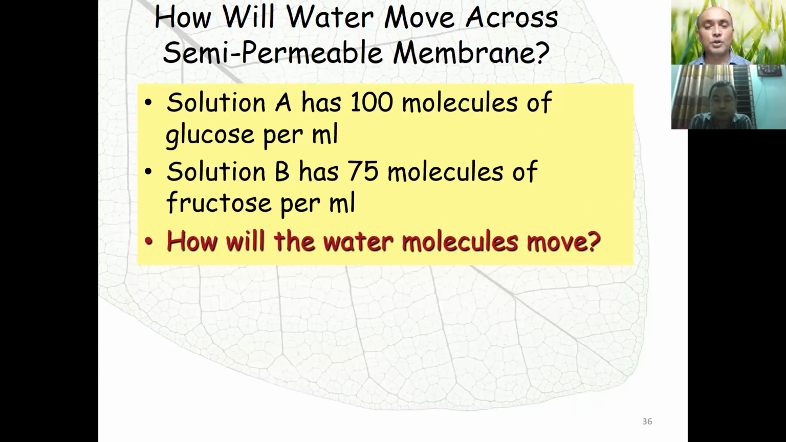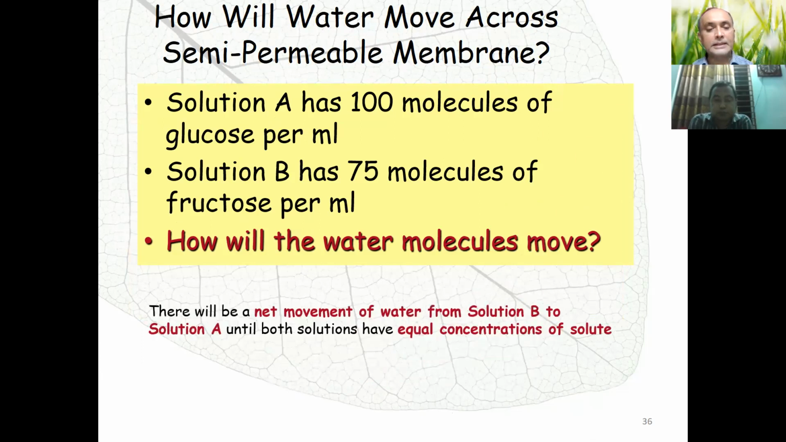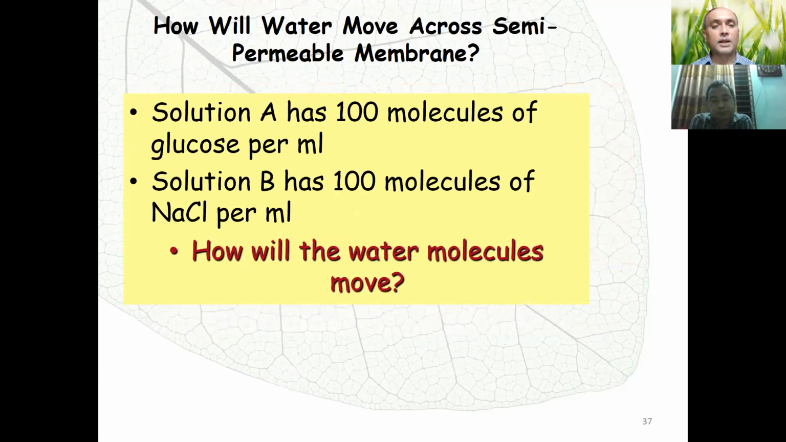How will water move across a semi-permeable membrane if solution A has 100 molecules of glucose per ml, and solution B has 75 molecules of fructose per ml? So how will the water molecules move? In that case, there will be a net movement of water from solution B to solution A, until both solutions have equal concentration of solute. So there will be a movement of the molecules.